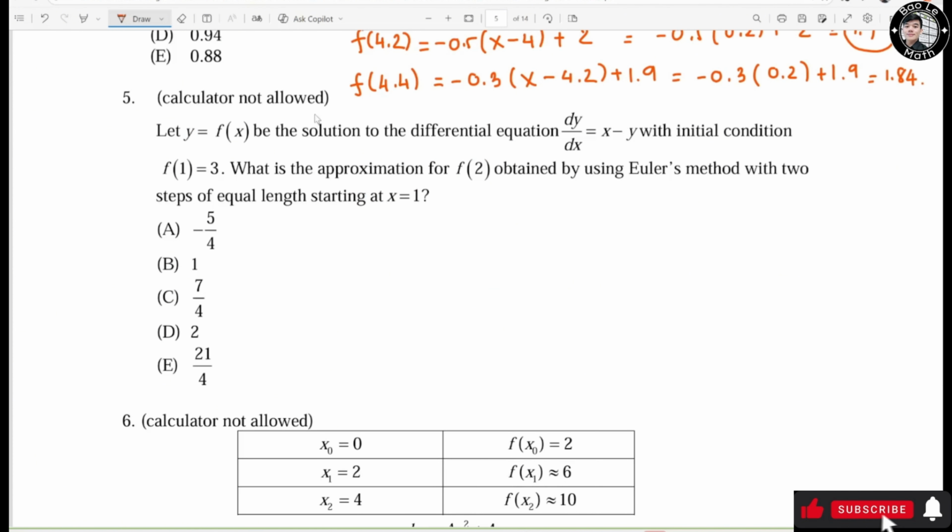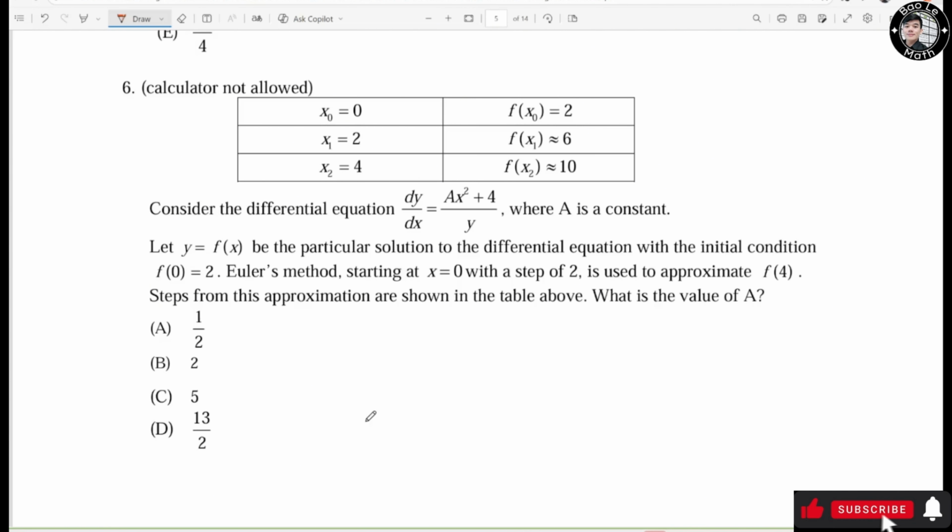Now let's move on to question 5. Question 5 is similar to questions 1, 2, 3, 4, right? So I'm going to leave this one for you to practice. The answer is C. Now let's move on to question 6.